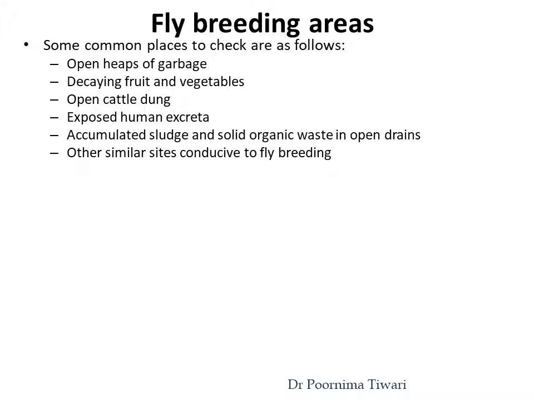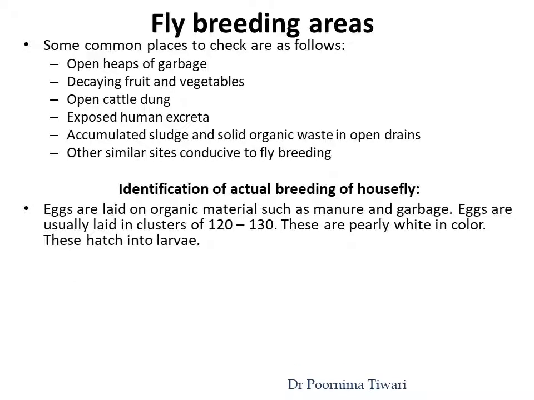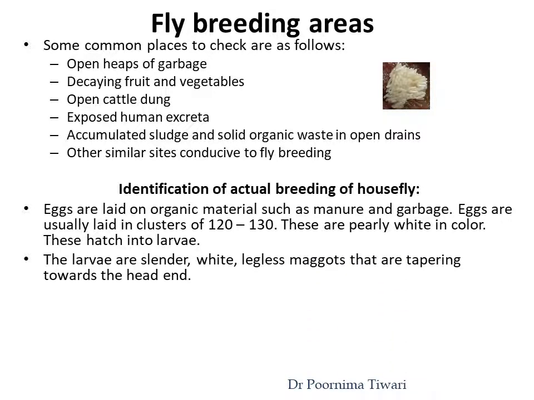To see if actual fly breeding is occurring or not, you need to identify the earlier life cycle of the fly. And what are these? Eggs, larva and pupa. Eggs are laid on organic material, so you look into them, and these are in a cluster of 120 to 130. They are pearly white in color. They then hatch into larvae. Larvae are slender, white, legless, and they are known as maggots. They have a tapering end, and this is the head end.